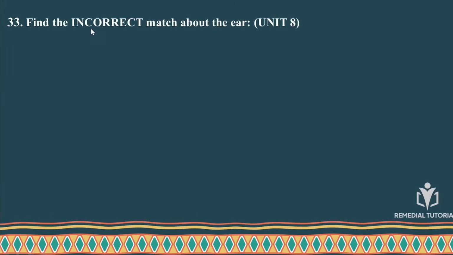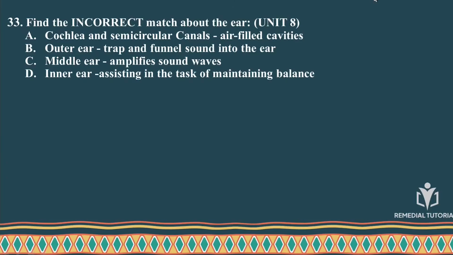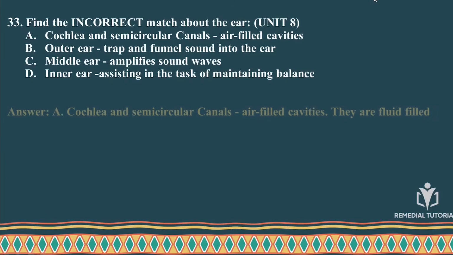33. Find the incorrect match about the ear. A. Cochlea and semicircular canals are air-filled cavities. B. Outer ear traps and funnels sound into the ear. C. Middle ear amplifies sound waves. D. Inner ear assists in the task of maintaining balance. The incorrect one is that cochlea and semicircular canals are air-filled cavities. That is false; they are fluid-filled.